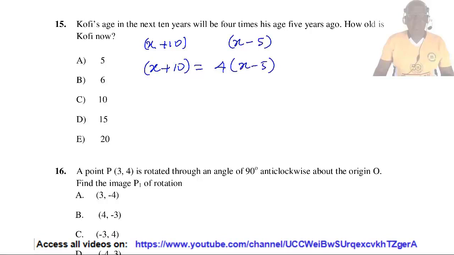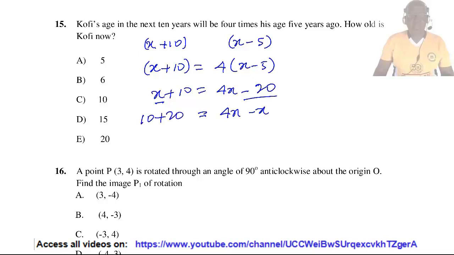Now let's multiply through: 4S minus 20 equals S plus 10. We shall send S to the other side of the equation: 4S minus S. We shall send minus 20 to the other side of the equation: 10 plus 20. So 30 equals 3S. So S equals 10. So the answer is C.